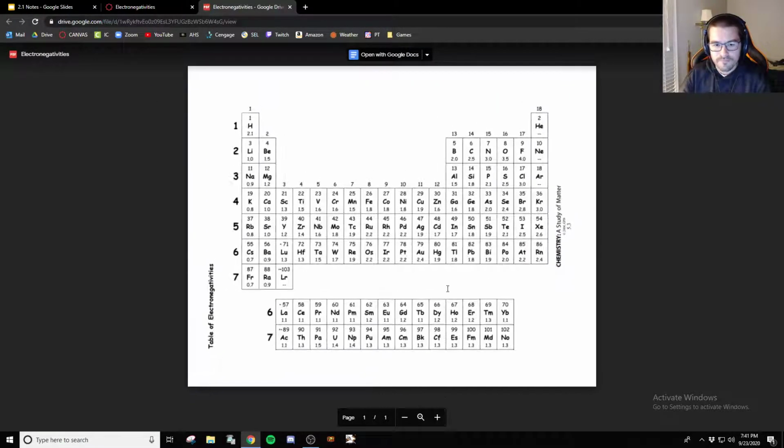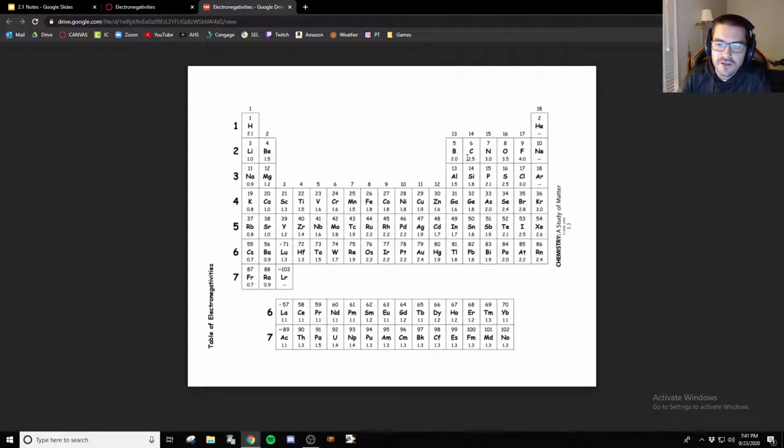Okay, here we go. The first bond was between carbon and oxygen. Carbon has an electronegativity of 2.5. Oxygen has an electronegativity of 3.5. The difference here is 1. I would consider that moderate. Like I said, if you have a difference of 0.5 or greater, that's kind of the cutoff.